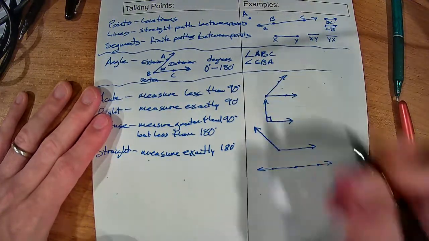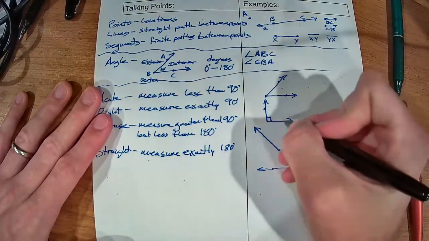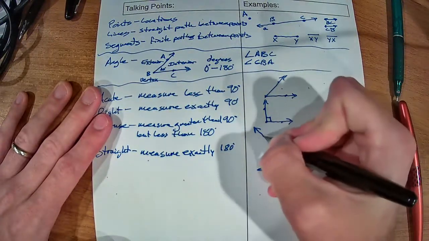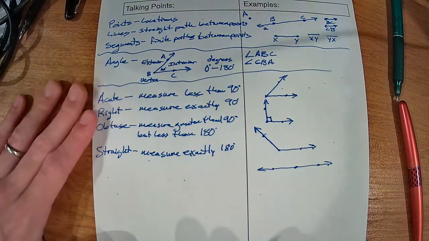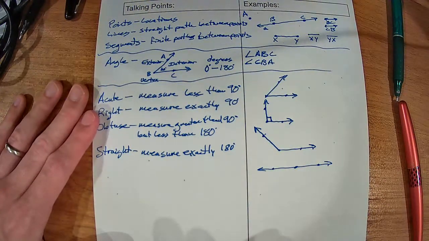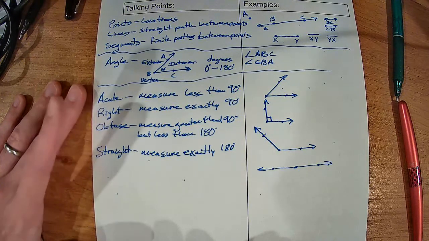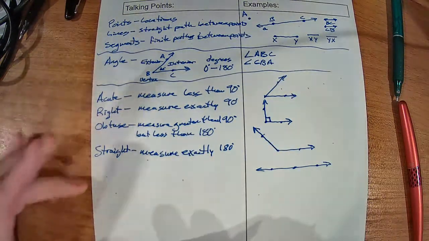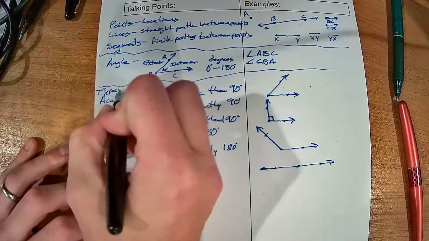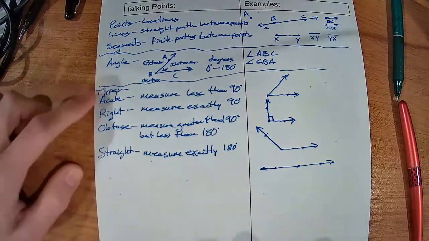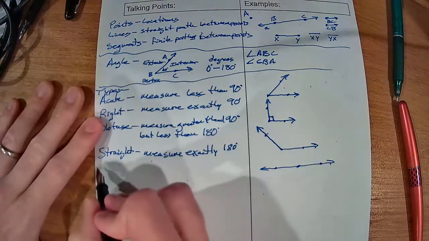And I'm not going to bother naming these. We're not using them for any particular purpose. But I will draw them in just to show you that we've got those points. And then if we wanted to name them, we could. All right. So that takes care of our angles in terms of the types, let's label that. We'll say types of angle. So we've got acute, right, obtuse, and straight.